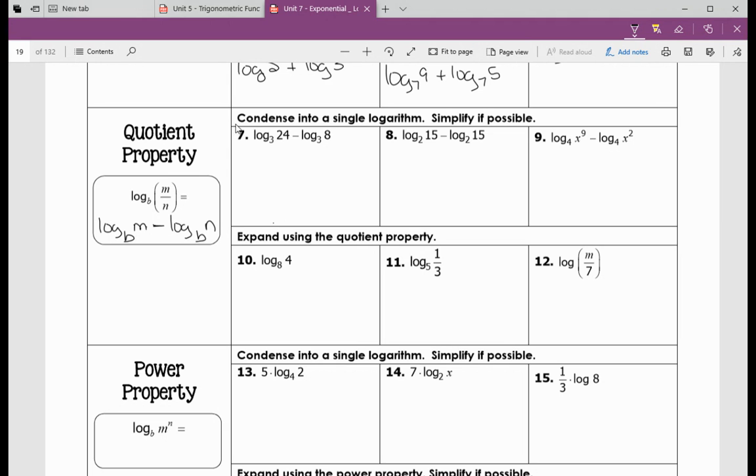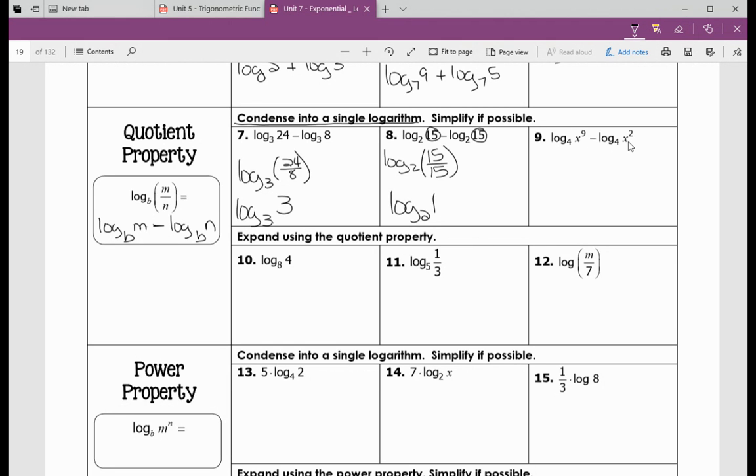In example 7, we're condensing to a single logarithm. So I have a log base 3 minus a log base 3. I want 1 log base 3 with a fraction behind it. Now, I can reduce that to log base 3 of 3, since 24 divided by 8 is just 3. In the second example, I have a log base 2 minus a log base 2, so I'm going to take these numbers and divide them. That does simplify down to log base 2 of 1.